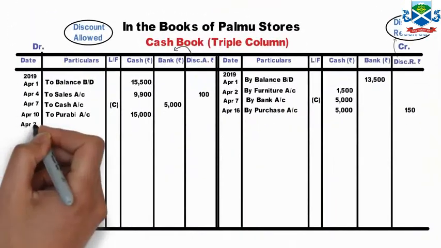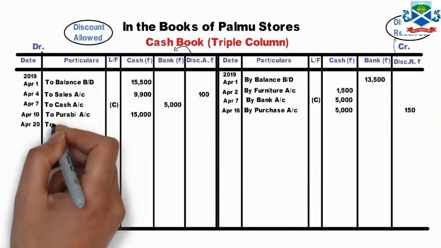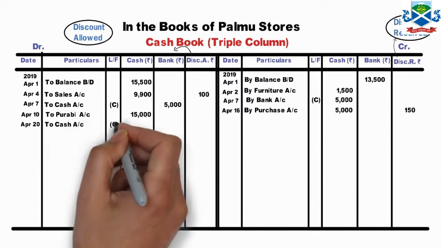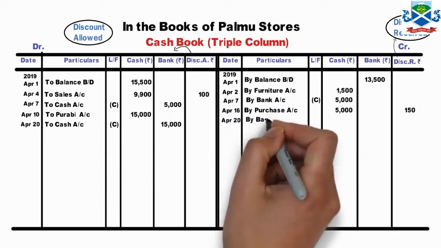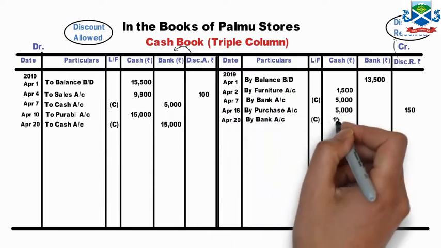So we write on the debit side to cash account, ledger folio C, and bank column 15,000. And in the credit side, we'll write by bank, ledger folio C, in the cash column 15,000.